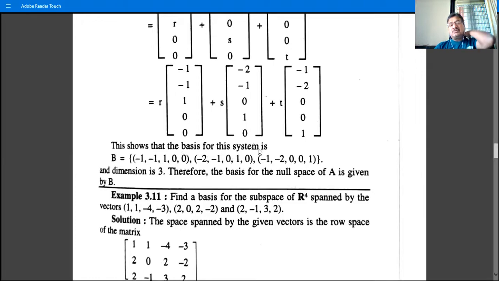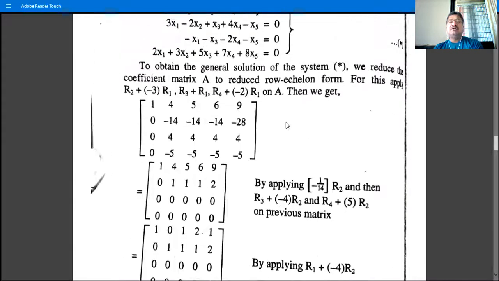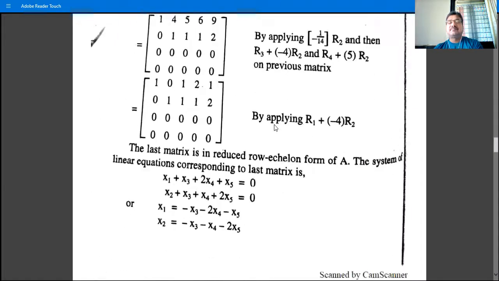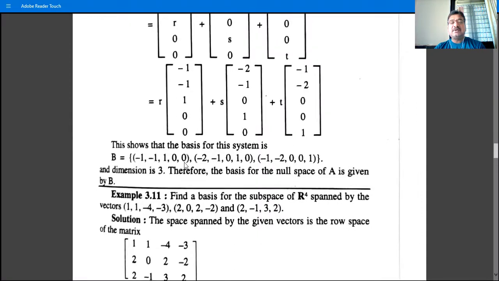This is the basis for the null space of the matrix. And this is actually the basis for the solution space of the system AX = 0, which is nothing but the basis for the null space of the matrix A. We write this as the first vector: minus 1, minus 1, 1, 0, 0.